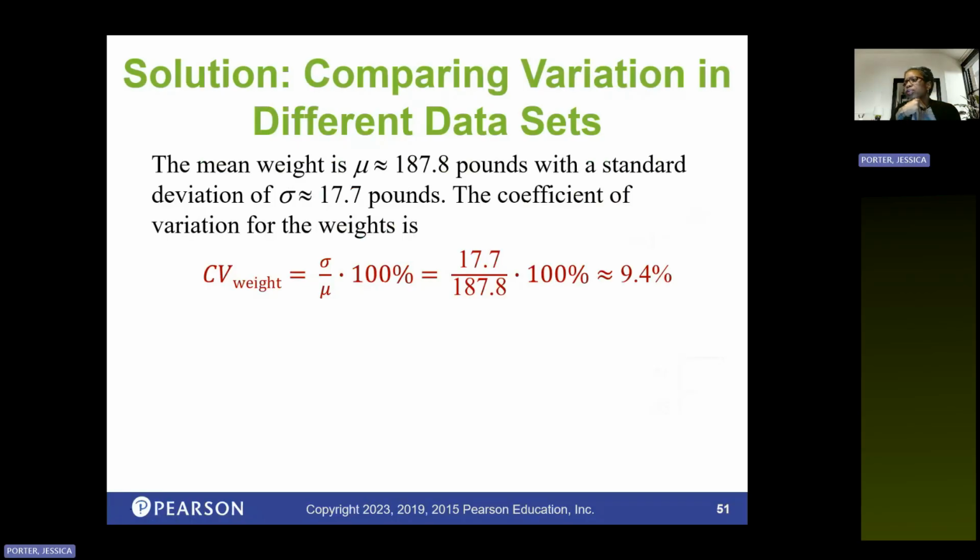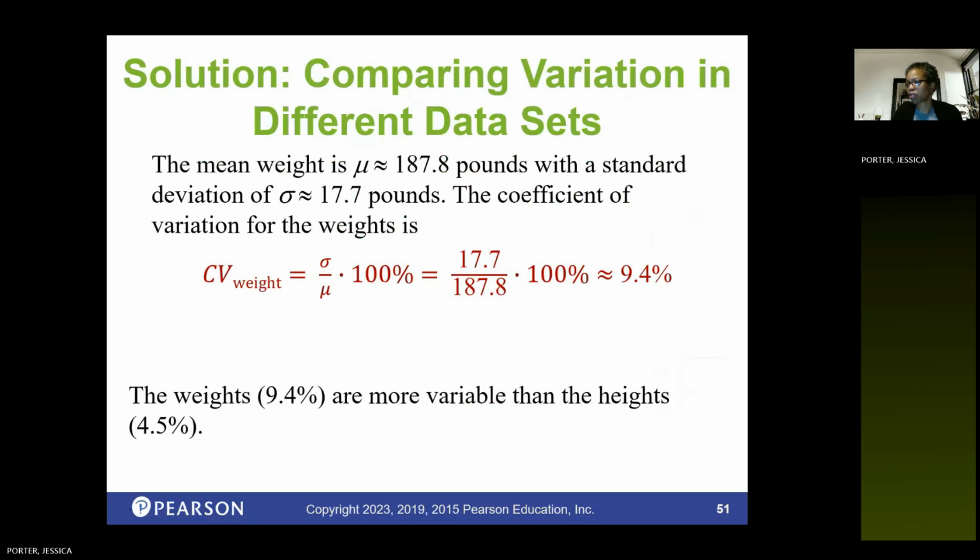All right. So in this case, we have 17.7 divided by 187.8. And again, you will calculate these things in StatCrunch, then you'll find the coefficient of variation. The weights at 9.4% are more variable than the heights at 4.5%. So the bigger it is, the more variation there is, the bigger that percentage. Okay, that ends 2.4. That ends 2.4.